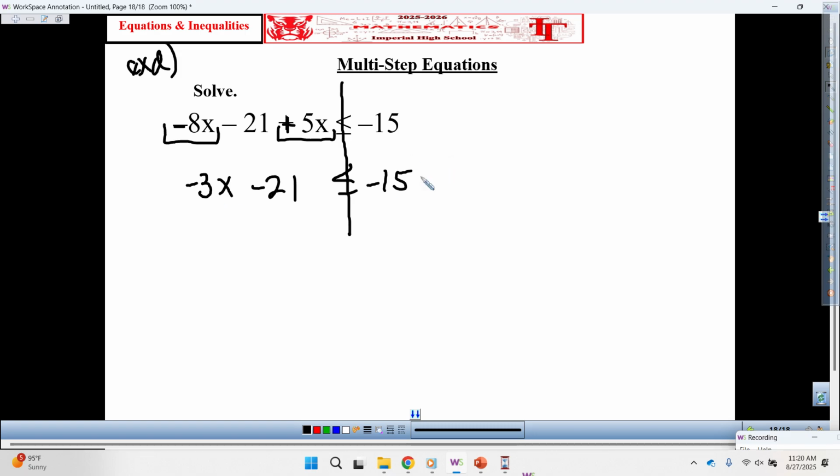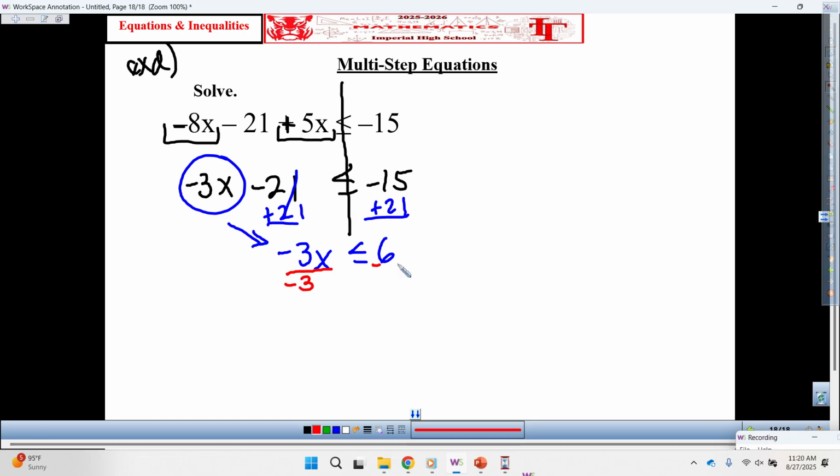Since I cannot simplify both sides anymore, I need to leave x by itself. So, using inverse operations, what is the opposite of negative 21? Plus 21, plus 21. Bring down the negative 3x. Less than or equal to 21 minus 15 is 6. Next, we still need to leave the x by itself. Negative 3 is multiplying, so what is the inverse? We divide by negative 3, divide by negative 3. x less than or equal to negative 2.